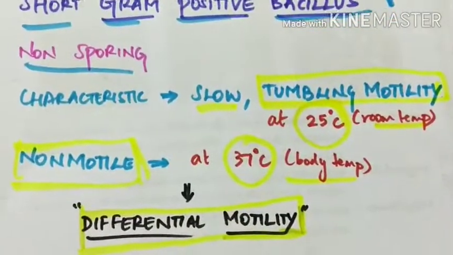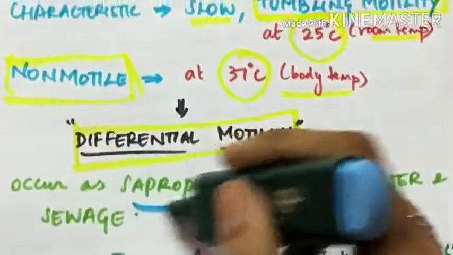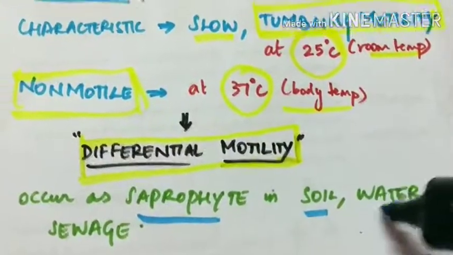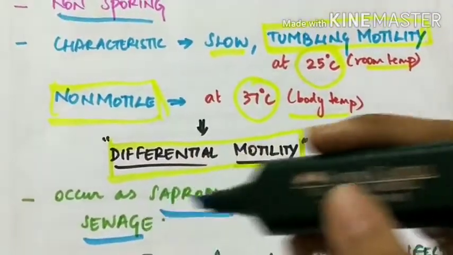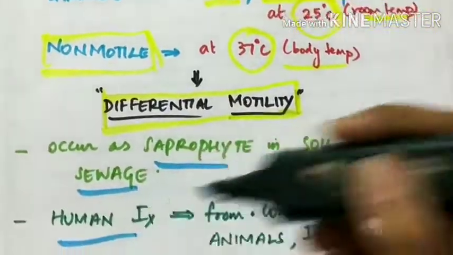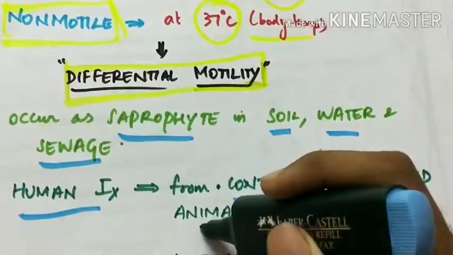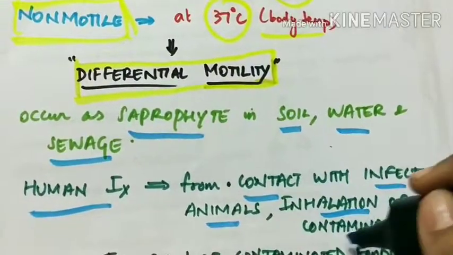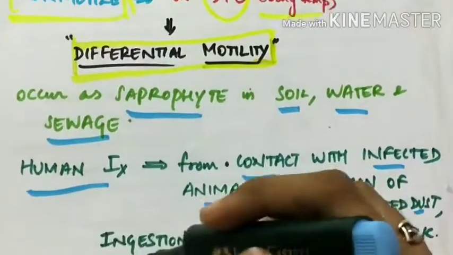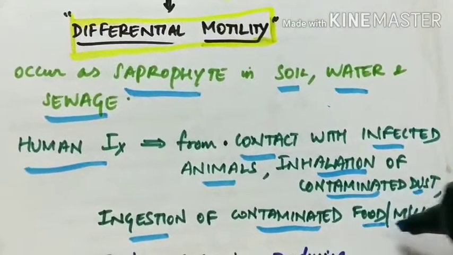Listeria monocytogenes occurs as a saprophyte in soil, water and sewage. Human infections are acquired from contact with infected animals, inhalation of contaminated dust or ingestion of contaminated food or milk.